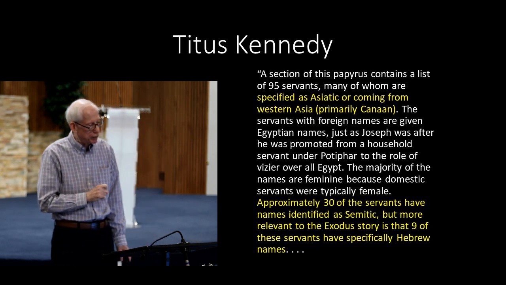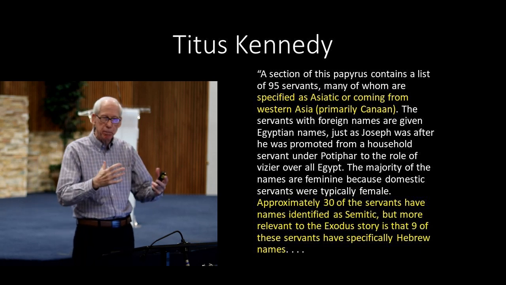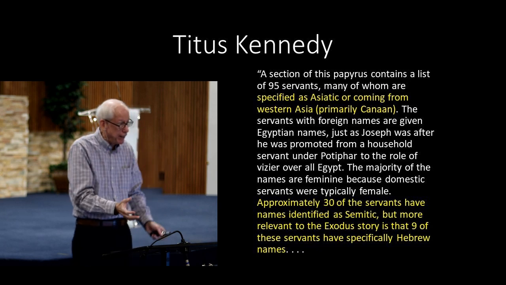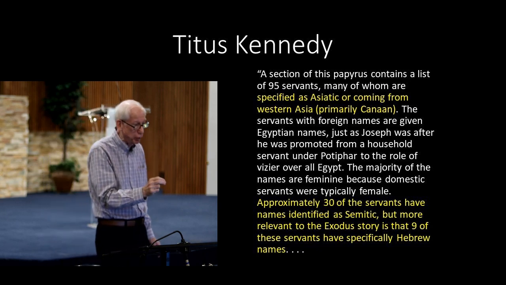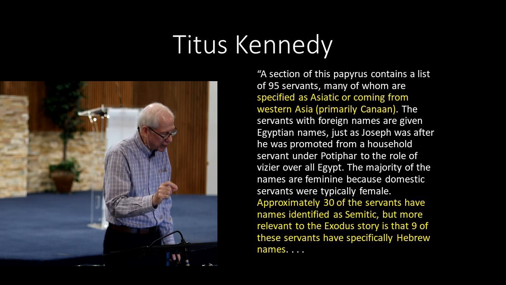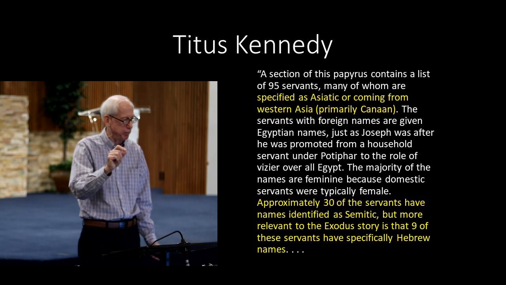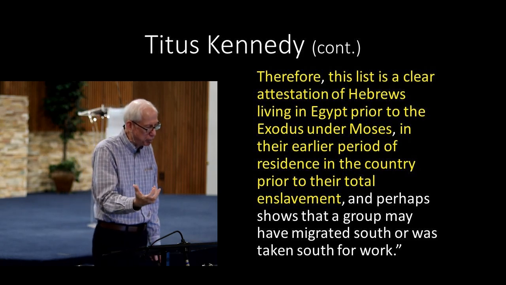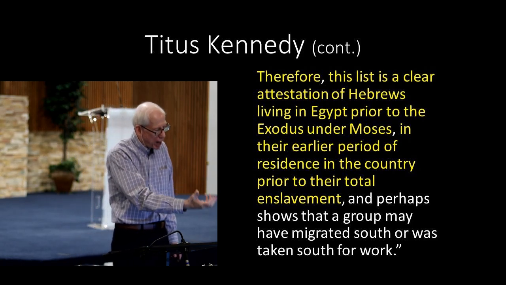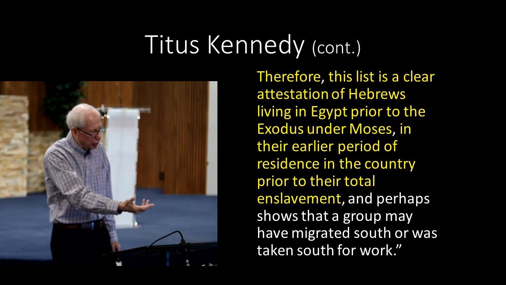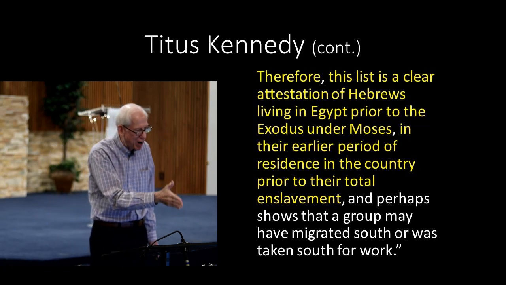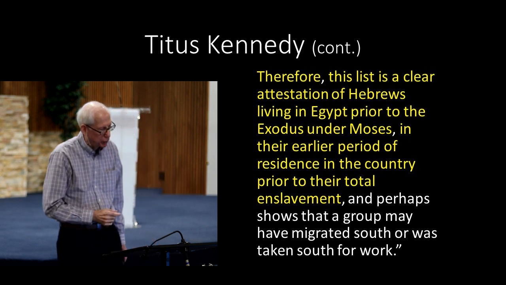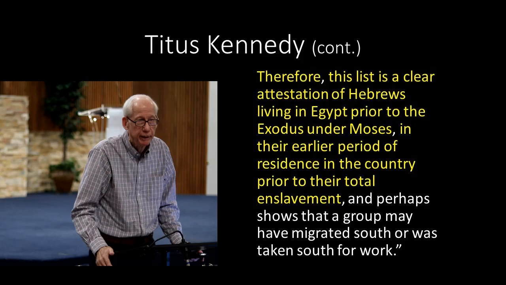The majority of the names are feminine because domestic servants were typically female. Approximately 30 of the servants have names identified as Semitic, meaning they come from the family of languages known as Semitic languages. And he says, but more relevant to the Exodus story is that 9 of these servants have specifically Hebrew names. Therefore, this list is a clear attestation of Hebrews living in Egypt prior to the Exodus under Moses, in their earlier period of residence in the country prior to their total enslavement, and perhaps shows that a group may have migrated south or was taken south for work.